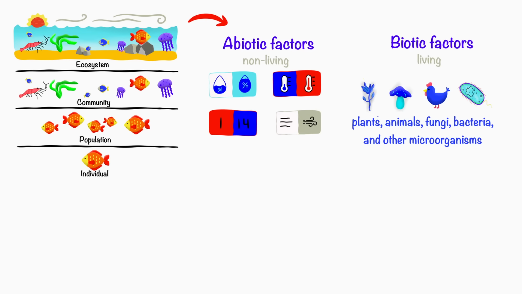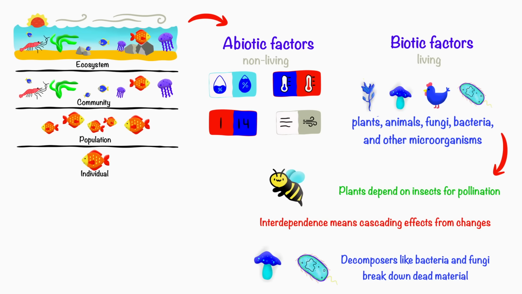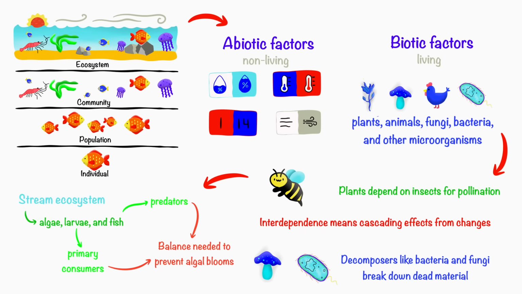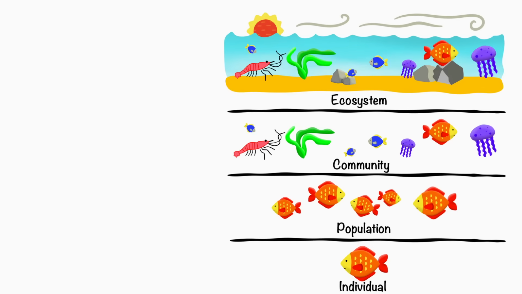This episode will look at key ecological terminology, how organisms compete for limited resources, the concept of interdependence, and finally, how changes to one species can cascade through an entire community. Let's start by defining the fundamental concepts that ecologists use to understand the natural world.